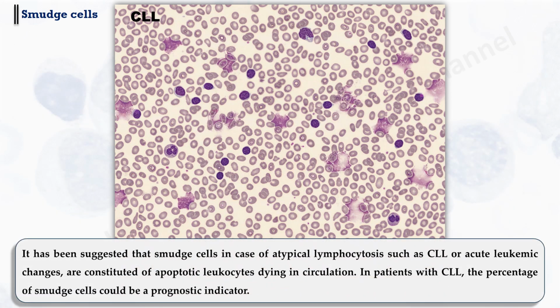It has been suggested that smudge cells in case of atypical lymphocytosis such as CLL or acute leukemic changes are constituted of apoptotic leukocytes dying in circulation. In patients with CLL, the percentage of smudge cells could be a prognostic indicator.